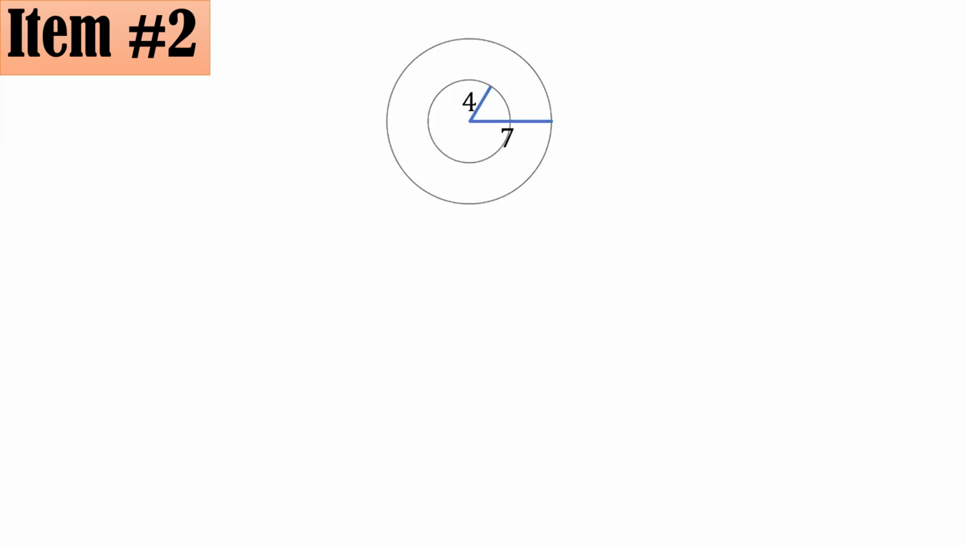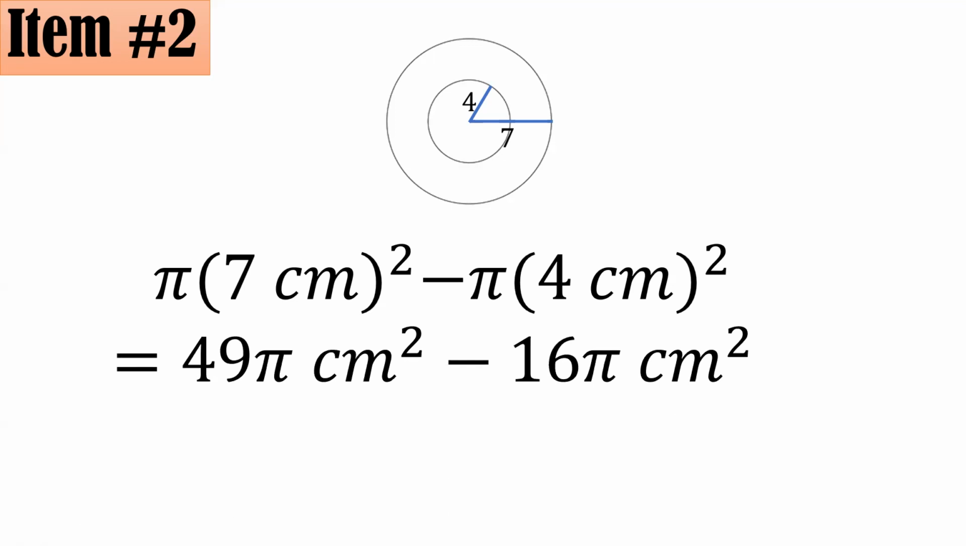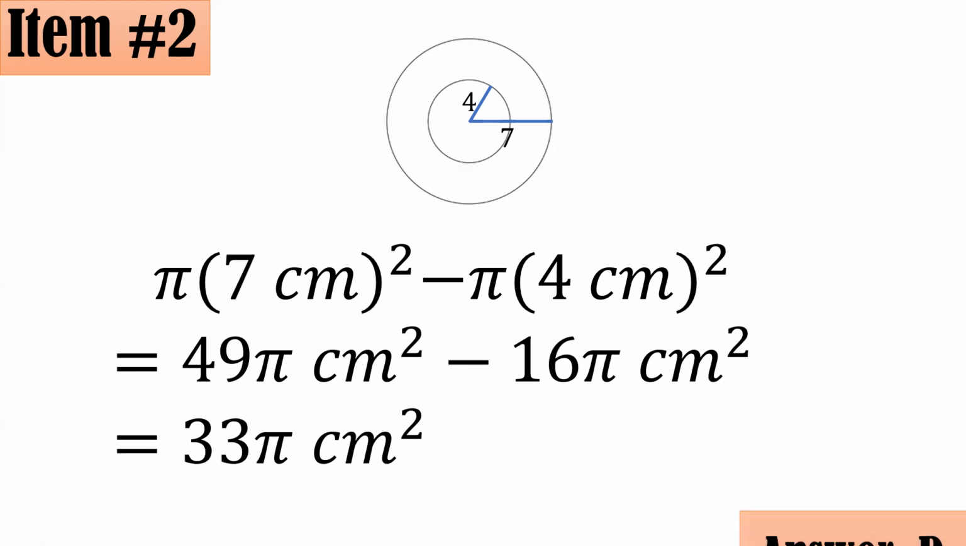Okay. So to get the difference of their areas, the larger circle, its area is pi times 7 cm squared, pi r squared, minus pi times 4 cm squared. Ito naman po yung area ng smaller circle natin. 7 squared is 49, 4 squared is 16. That's why you get 49 pi centimeter squared minus 16 pi centimeter squared. And of course, taking their difference, 49 pi minus 16 pi is 33 pi. Hence, the difference in their areas is 33 pi centimeters squared.